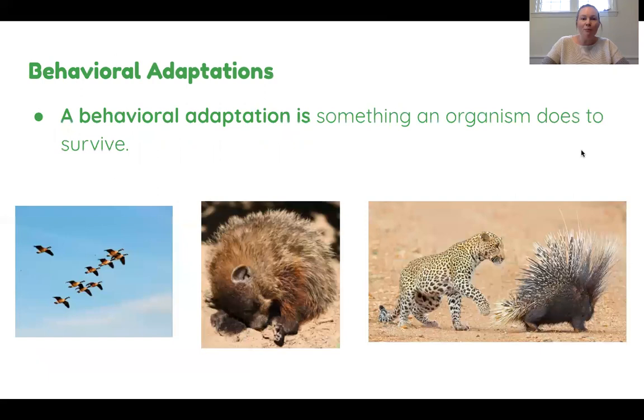Now we will talk about behavioral adaptations. A behavioral adaptation is something an organism does to survive. In the first picture, we see a flock of geese migrating south for the winter. In the next photo, we see a groundhog that is hibernating during the coldest months of the year. That is another form of behavioral adaptation.